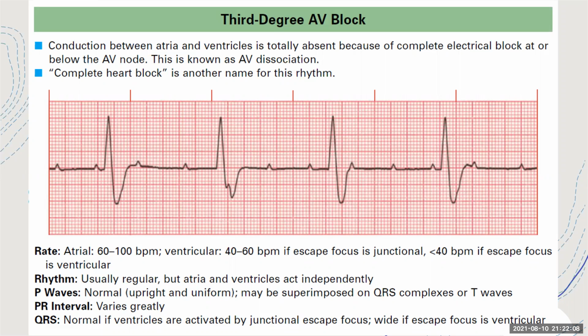So what we are going to memorize in the third degree heart block: first of all, heart rate must be 40 beats per minute. That is the first thing. Rhythm can be regular. PR will be greatly changed from beat to beat. And then the QRS complex can be normal, but of course showing an ischemia pattern. So that is third degree AV block.